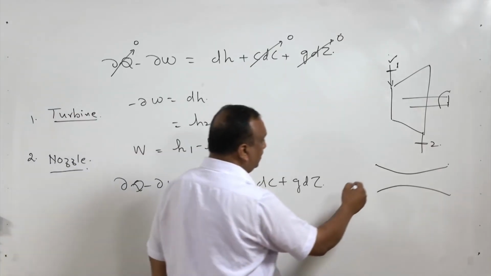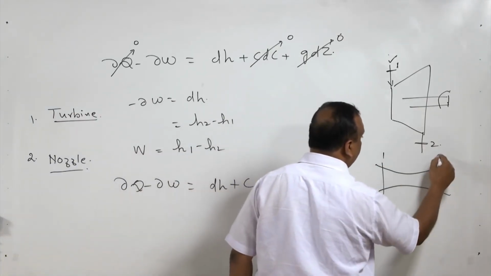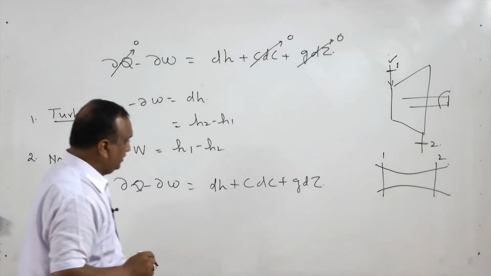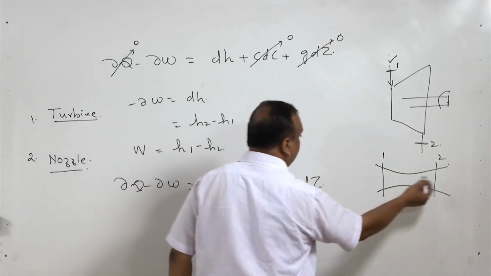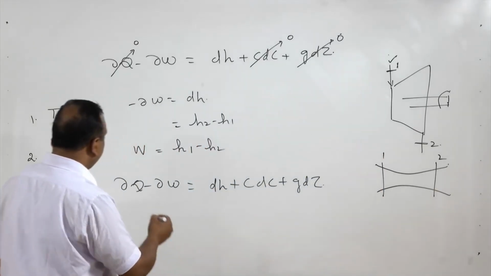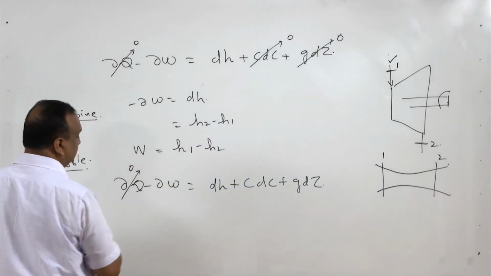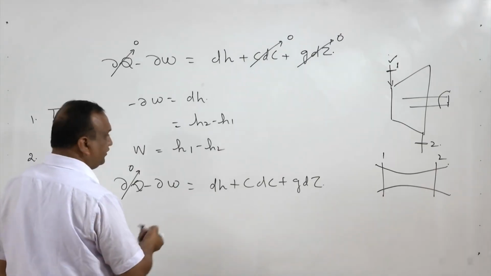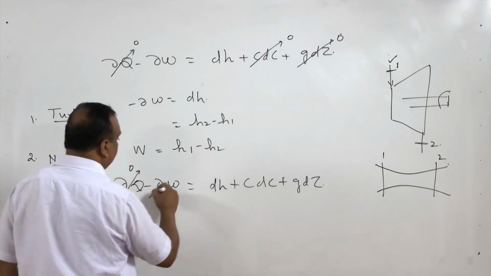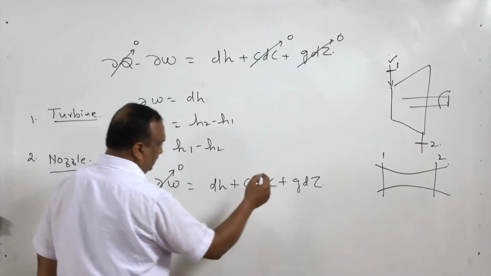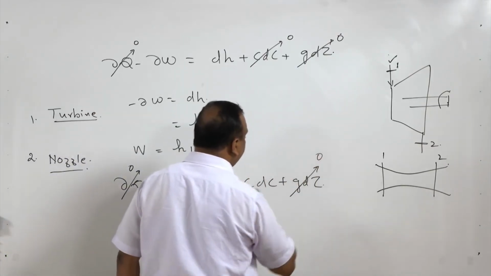Again, from state 1 to state 2, there is no heat transfer. This process is also considered to be an isentropic process, so there is no heat transfer with the surroundings. A nozzle does not produce any output, there is no shaft output of the nozzle, so this is also 0. Change in potential energy in most of the cases is 0.